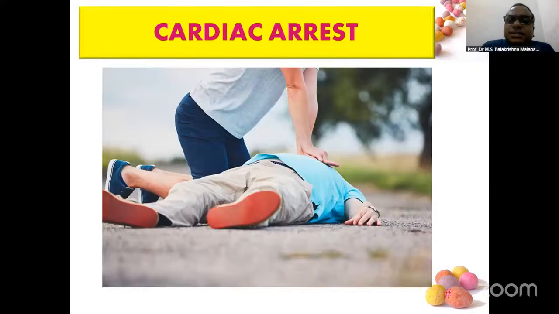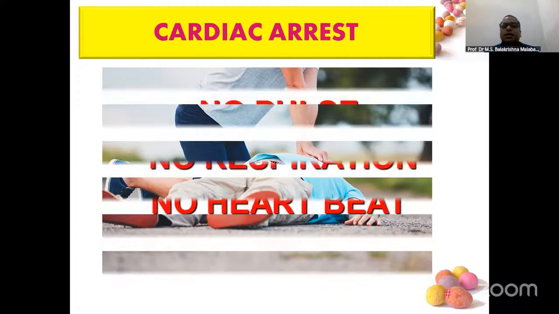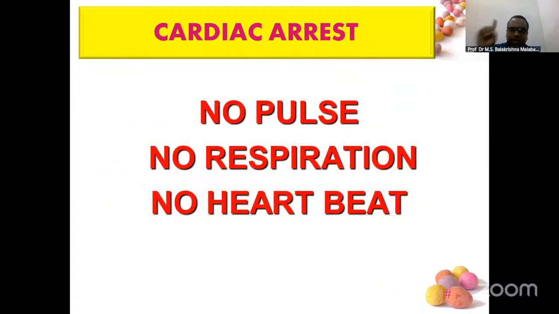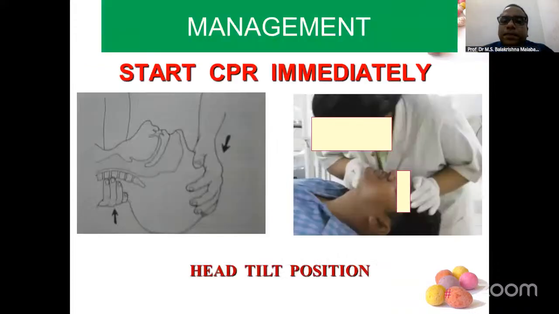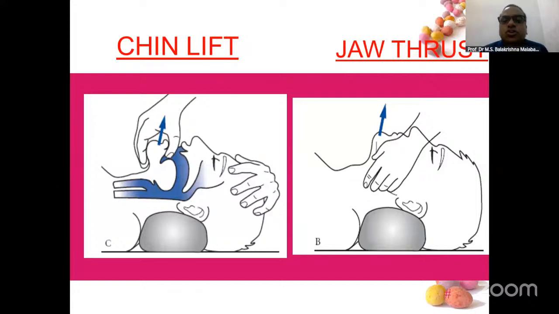When a patient gets cardiac arrest, make the patient lie down flat, right? And then check for pulse, respiration and heartbeat. If all three are missing, then you should start CPR. For CPR, you have to straighten the neck and tilt the head, right? That is called the head tilt position, like what you're seeing on your screen. Then chin lift, jaw thrust.